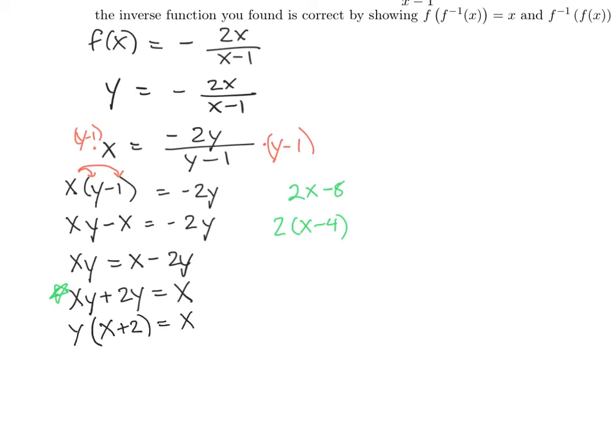Now, the reason that we can do that is we're just left with one y. This whole time we've had 2 y's, and that doesn't work for us. So we found a way to bring us just one y. And now we're going to divide both sides by x plus 2. And we get y is equal to x over x plus 2. And we figured it out.